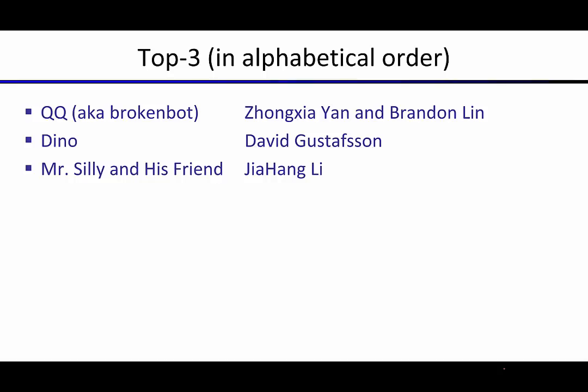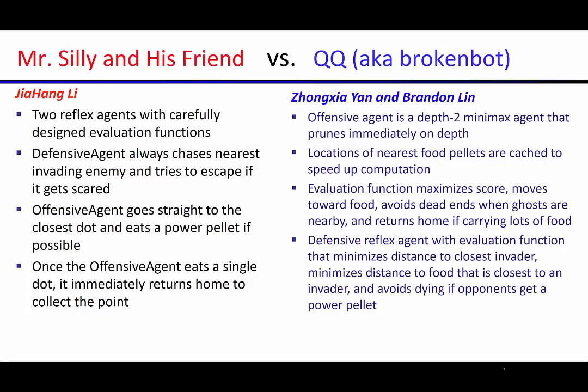So for the top 3, let's look a little bit at how they work on the inside. So we have Jae-Hang over there, Zhongxia and Brandon over here, and David over there. First we'll look at Mr. Celia and His Friend against QQ. What's under Mr. Celia and His Friend? 2 reflex agents with carefully designed evaluation functions. Defensive agent always chases the nearest invading enemy and tries to escape if it gets scared. The offensive agent goes straight to the closest dot, eats a power pellet if possible. Once the offensive agent eats a single dot, it immediately returns home to collect the point.